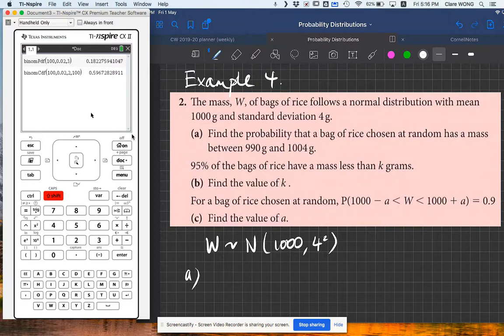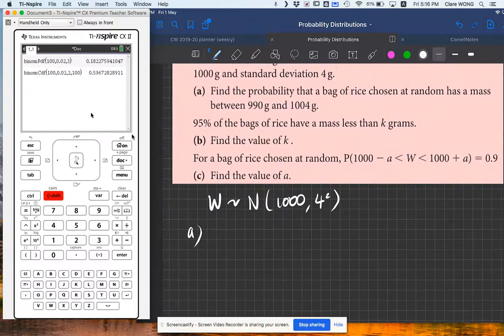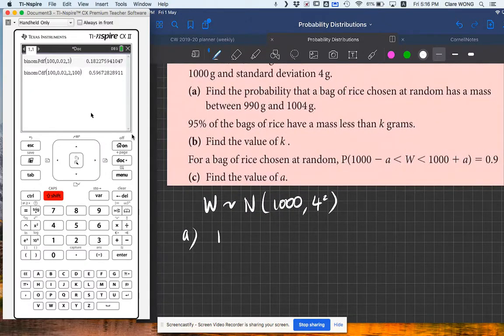Find the probability that a bag of rice chosen at random has the mass between 990 grams and 1004. So write down the weight has to be in between 990 and 1004.